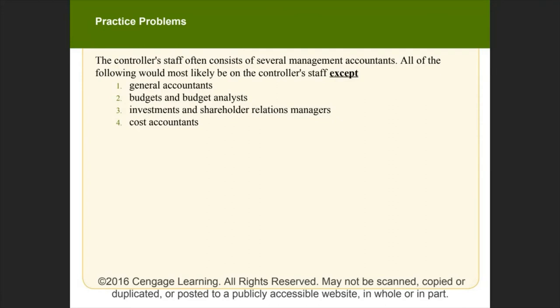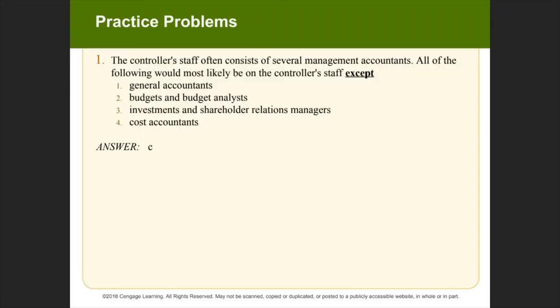General accountants, budget and budget analysts, and cost accountants, they are all types of accountants, even though accountant is not in the name of budget and budget analyst. They're analyzing the financial information and pulling the budgets together and all of that. So that's correct. C was the correct answer, or number three was the correct answer.